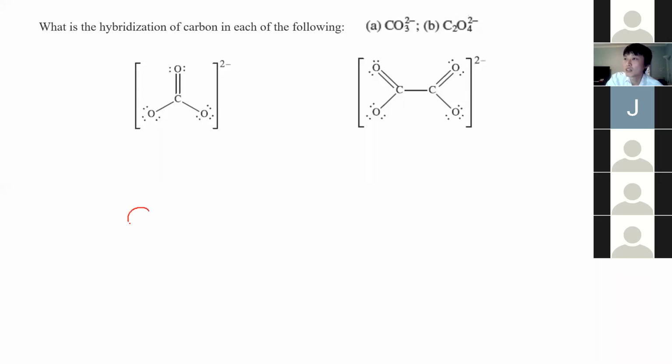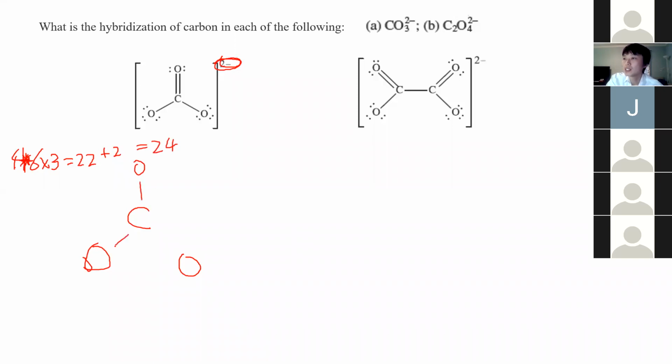So we start with the central atom carbon, with 3 oxygens. We count the total number of valence electrons. Carbon has 4, oxygen has 6, so the total will be 22. But remember, for a polyatomic ion we also should consider the charge. So 2 more electrons in this case, and the total will be 24 electrons.